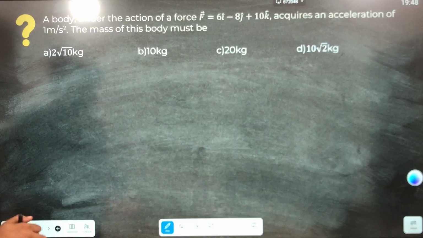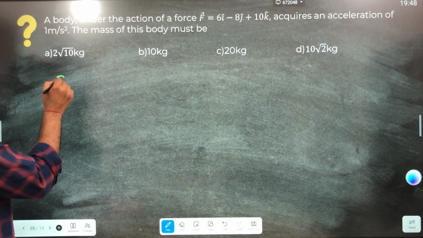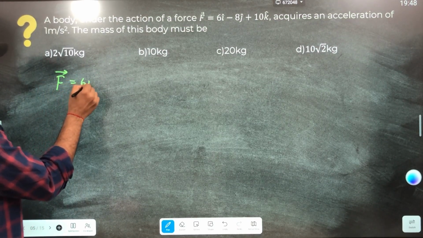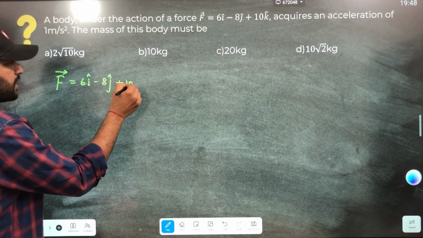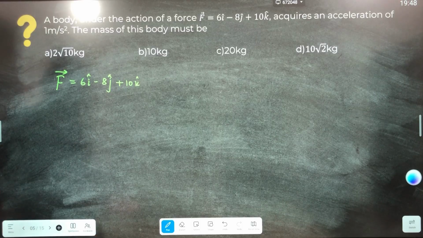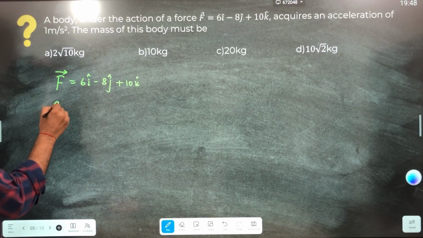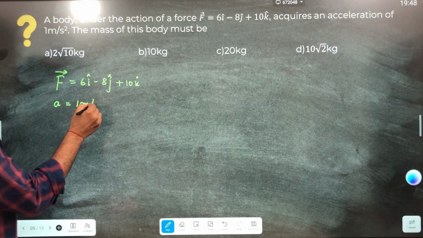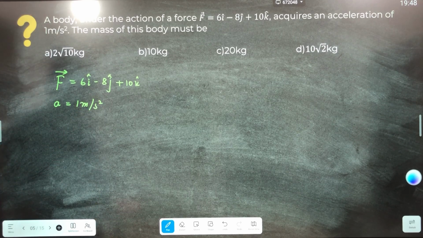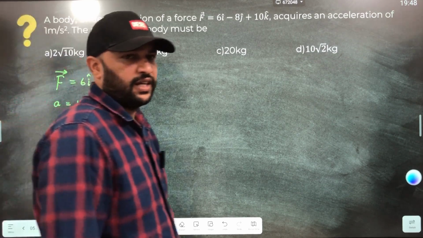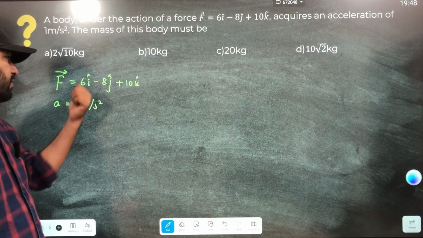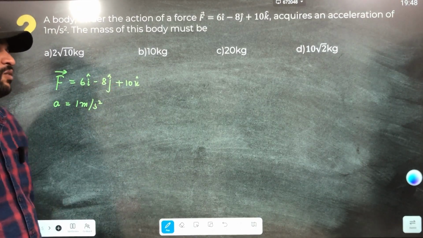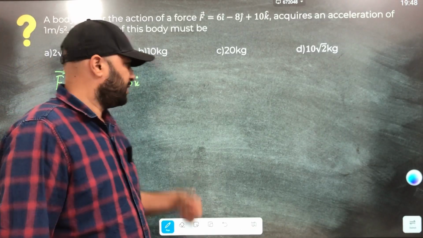A body under the action of force F, which is nothing but 6i minus 8j plus 10k, acquires an acceleration of a equals 1 meter per second squared. The mass of this body must be how much? Yes, we have to find the mass. Many students will directly divide F by a to get the mass. Be very careful. Mass is a scalar or vector? It's a scalar quantity, right? You can't have i, j, k.